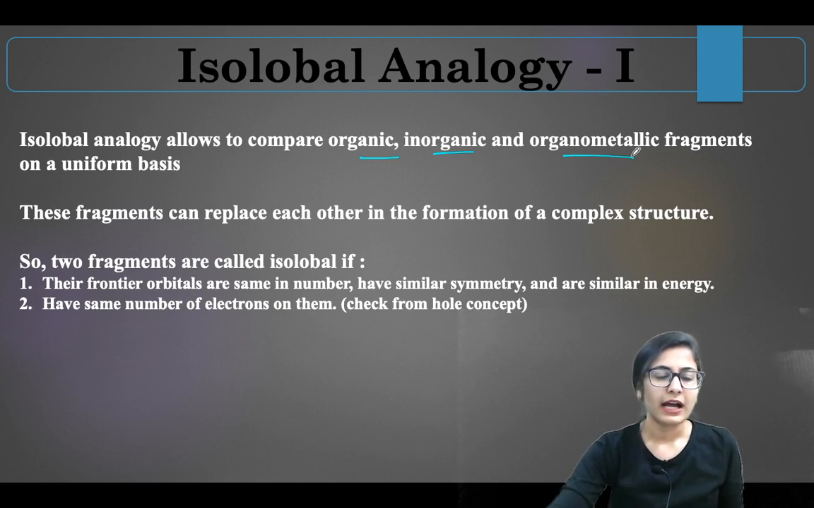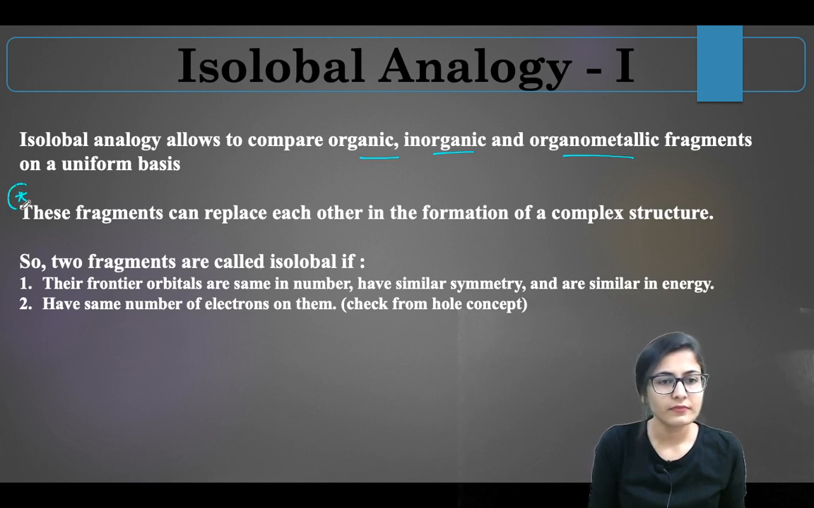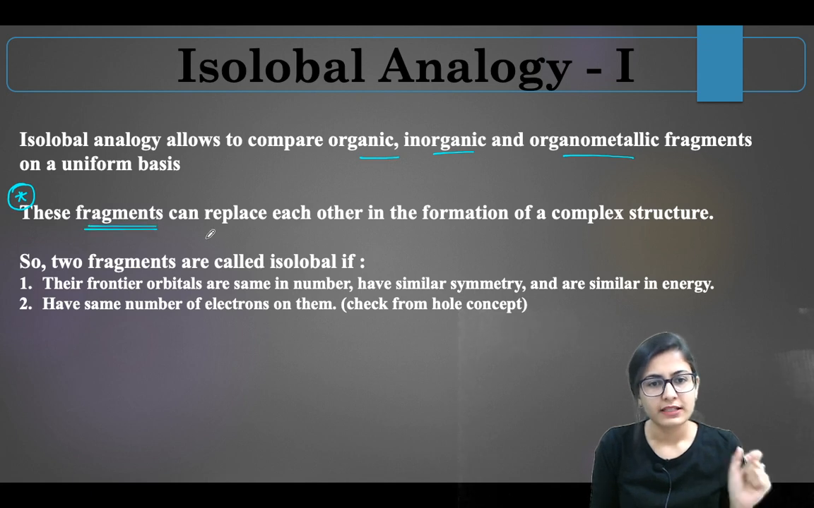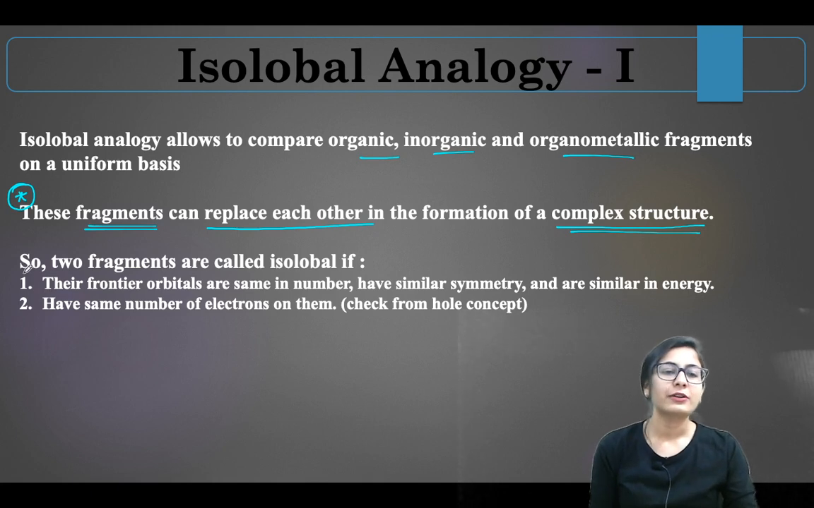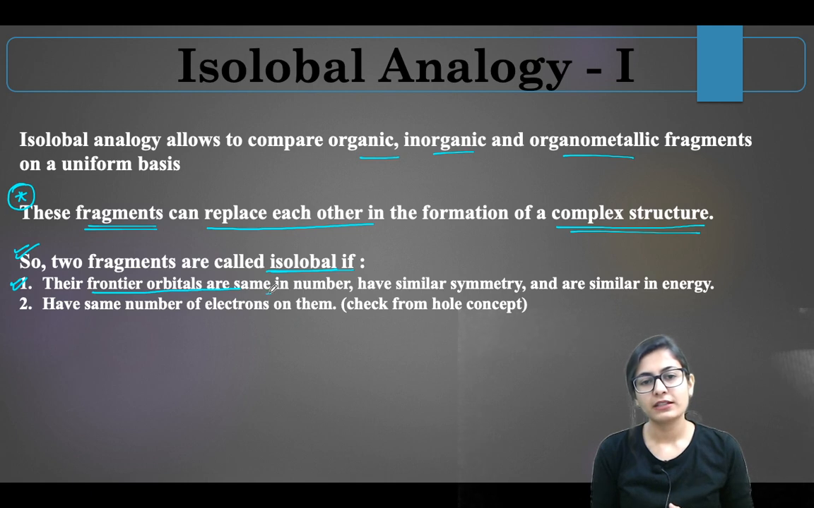So how does it work? Let's see what the theory is. How are we going to identify these fragments that can replace each other in the formation of a complex structure? So this is the whole point, and this is why we are studying the isolobal analogy. So two fragments are called isolobal if, what are the conditions? First one is that frontier orbitals are the same in number.